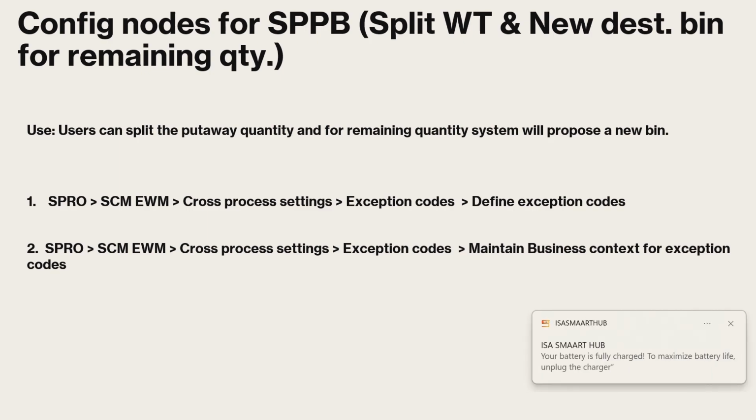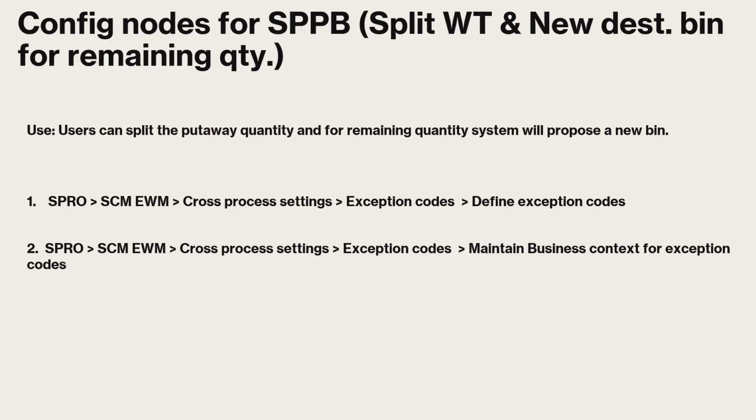And where can we use this? Let's say we did the goods receipt of 5 quantity. The system will automatically create the warehouse task, or you will manually create the warehouse task for 5 quantity, but the user wants to split the 5 quantity. They want to put 3 quantity in one bin and the remaining 2 quantity in a separate bin. In that case, the user can use this SPPB exception code.